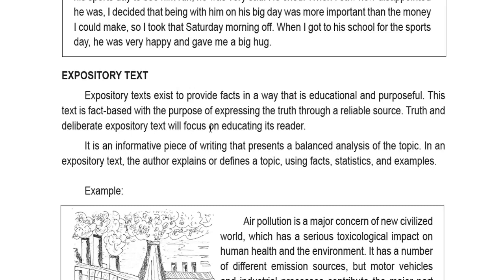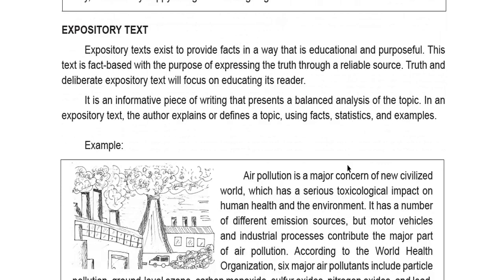Truth and deliberately, expository text will focus on educating its reader. So it is informative and it uses facts, statistics, and examples to support your discussion. Okay, to support your facts. So again, expository text is informative, educational, and you discuss in here truth based on a source. Okay, so you need to explain your point by giving facts, examples, and statistics.